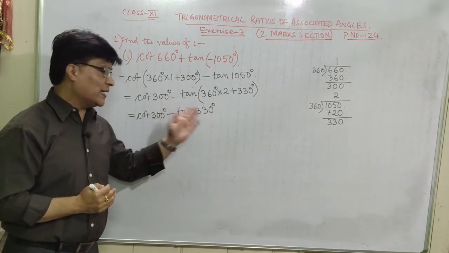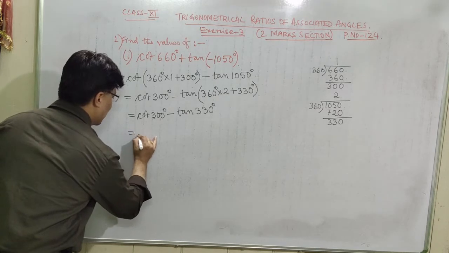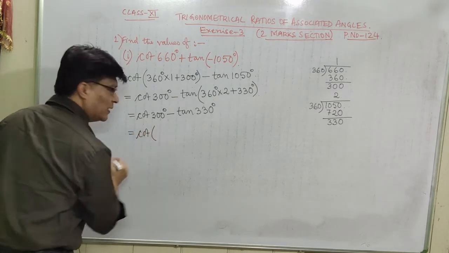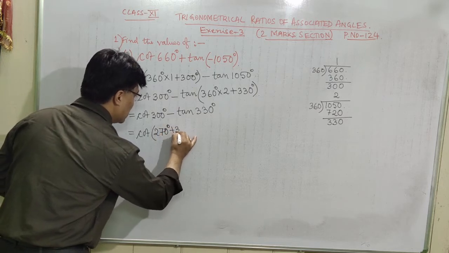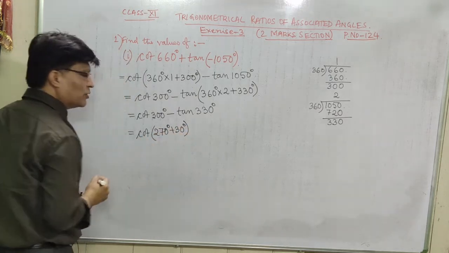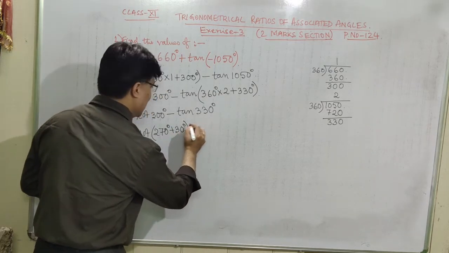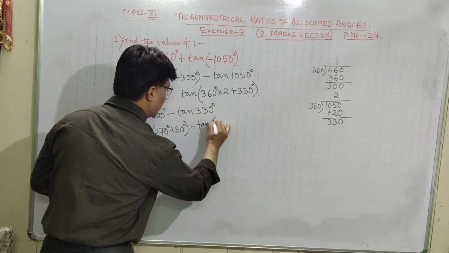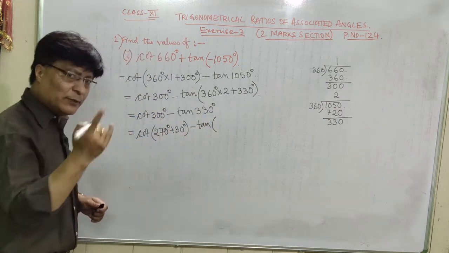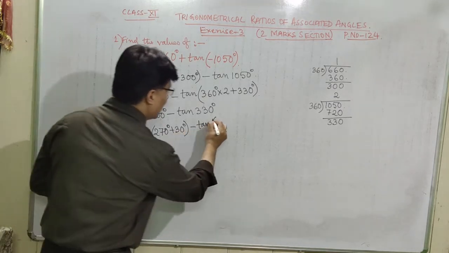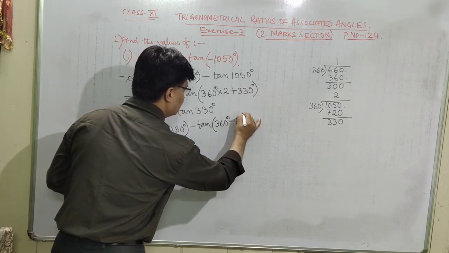Now this angle is less than 360 degree. Now you can easily find out its value. Cot, how will you write 300 degree? You may write 270 degree plus 30 degree, or you may write 360 minus 60 also, right? So minus, and this is tan, how will you write 330 degree? You may write 270 plus 60, which is also 330, or you may write 360 degree minus 30 degree also.